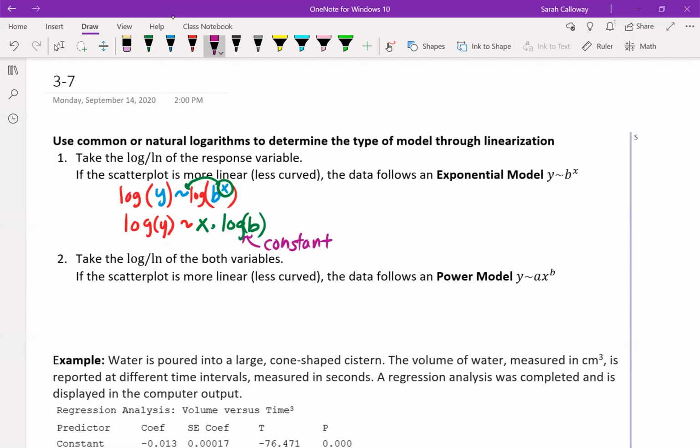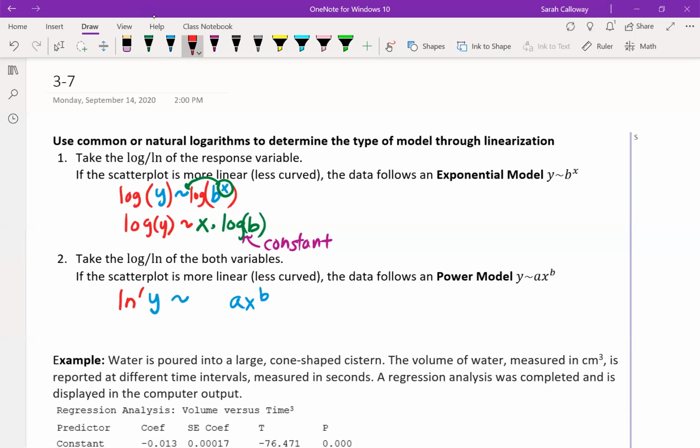If that doesn't work, so if it's still curved, then I want to go ahead and take the log or ln, whichever one I did, of the x variable too and plot those points. That would show me a scatter plot that is more linear if the data follows a power model. A power model, if we're talking about regression, would be y is approximately a times x to the b power. For that one, maybe I decided to do ln of both variables.